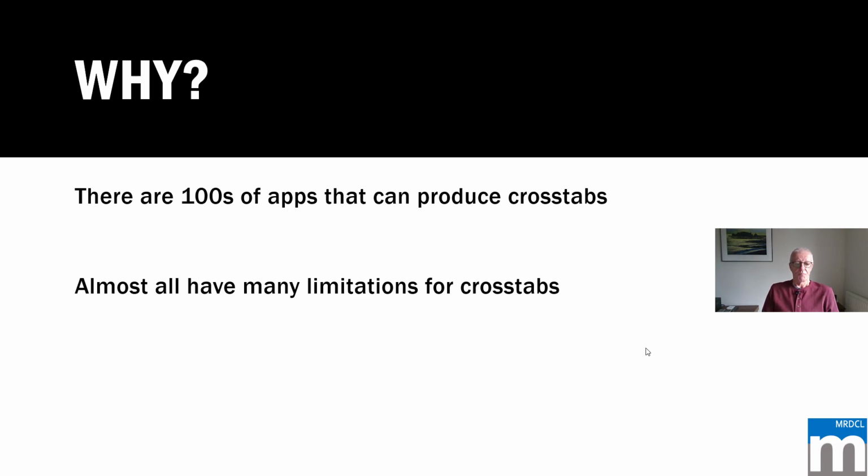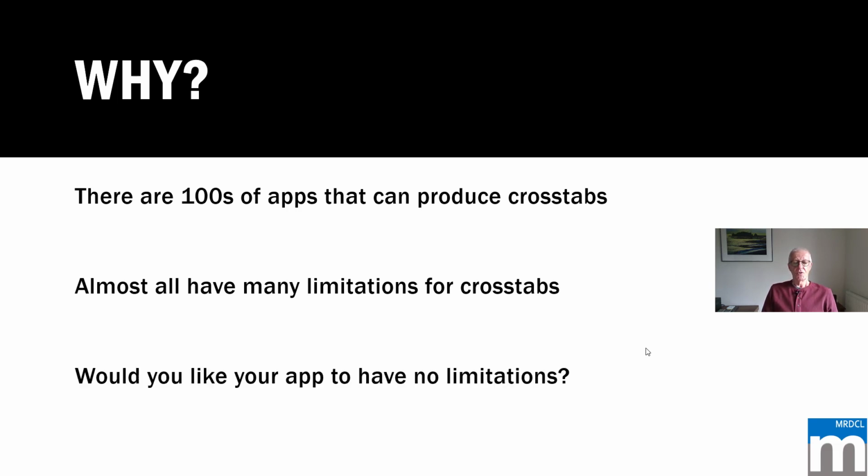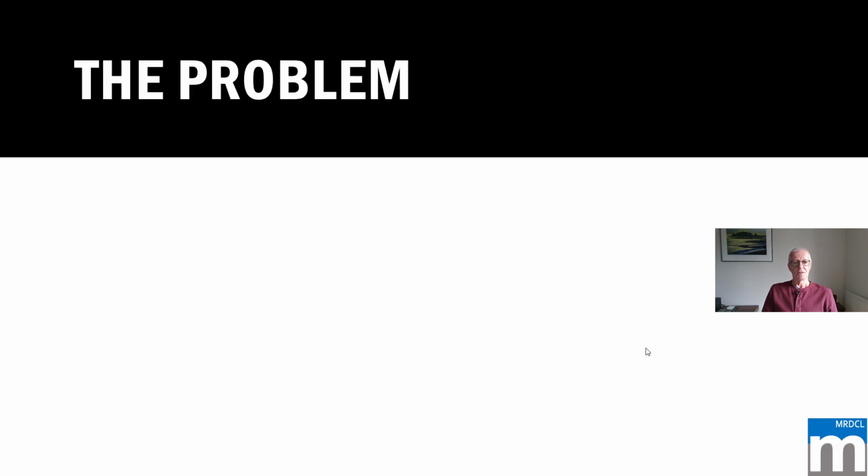That might be that you can't produce summary tables, you can't produce significance tests, including some of the more advanced forms of significance test, target and room weighting, handling hierarchical data, having lookup lists for brands or prices, and 101 other things. Now, would you like your app to have no limitations?